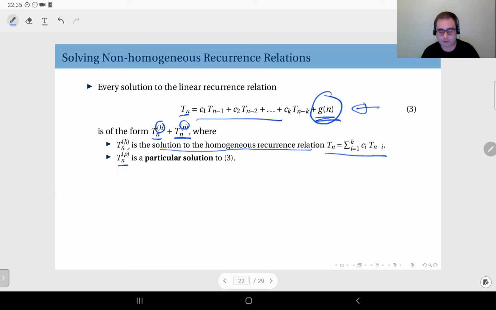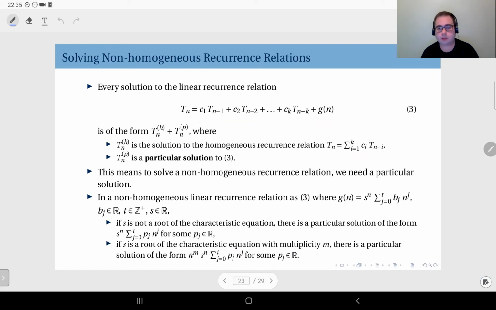Of course, this means that to be able to solve a non-homogeneous recurrence relation, you will have to come up with a particular solution. Any particular solution works here, but sometimes it may not be very easy to find one. Luckily, if g n is a polynomial-type term, we have a result for that, which is summarized here for a non-homogeneous linear recurrence relation as in equation 3.